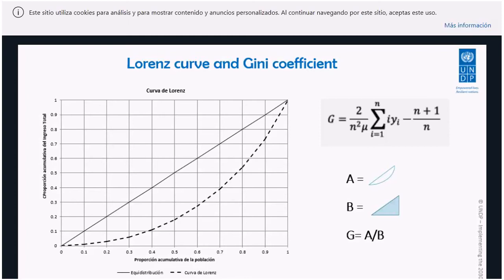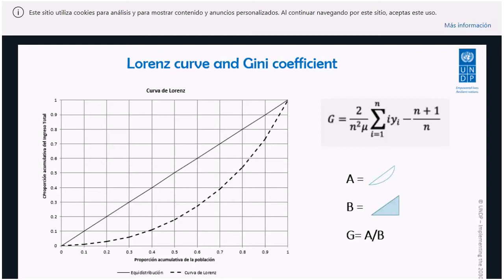But I want to explain a little bit what is the intuition behind the Gini coefficient and its relation to the Lorenz curve. We have two areas. Let's say area A is sort of like a watermelon slice on the diagonal. That area, we call it area A, and it's basically the difference between the equidistribution line and the Lorenz curve. And then we have this triangle, formed by the equidistribution line and the horizontal and vertical axis. And the Gini coefficient is A over B.